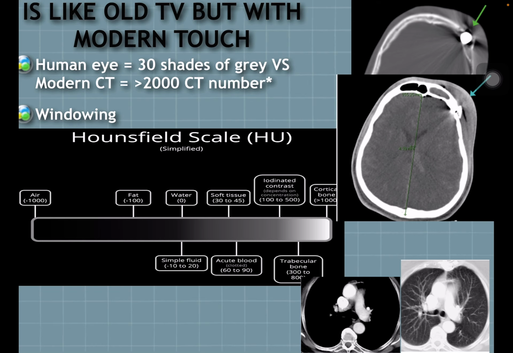Next, the CT image grayscale component. We can manipulate it via the CT number to facilitate assessment of different structures. We call it windowing. For example, this is the bone window, highlighting the bone and the bullet. Next is brain soft tissue windowing, highlighting the soft tissue edema. And next is the lung window, highlighting the lung tissue.